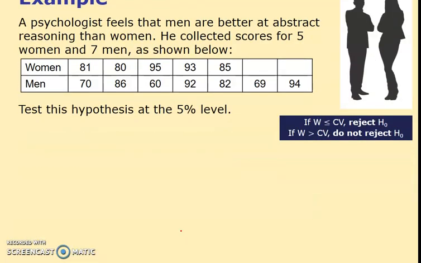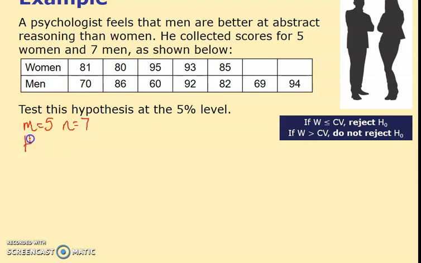So we've got a bunch of numbers here. It says we've got a psychologist who feels that men are better at abstract reasoning than women, and he collected scores for 5 women and 7 men. So notice the group sizes are different. Straight away I can write that m equals the smaller one, which is 5, and n is 7. That's important that we know that.